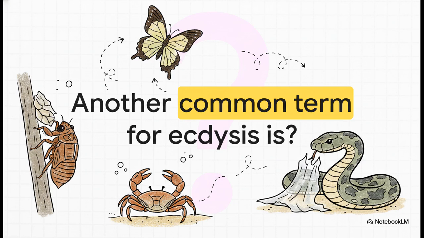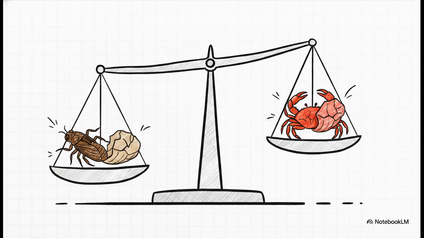Quick quiz 3. Another common term for ecdysis is A, moulting, B, germination, C, respiration, or D, circulation. We're trying to connect the fancy scientific term ecdysis to its everyday synonym here. And the final answer is A, moulting. Moulting is just the everyday word for shedding an old outer covering.